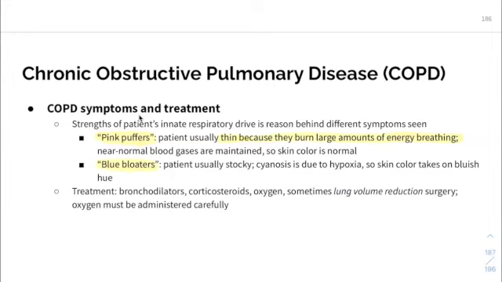Blue bloaters. Those people are usually stocky, they're bigger. Blue because they have cyanosis. Cyanosis means blue, as they are hypoxic. They'll be given some kind of bronchodilator, so some kind of inhaler, maybe some corticosteroids. Eventually, these people may be put on oxygen tanks. They may even do a lung volume reduction surgery.